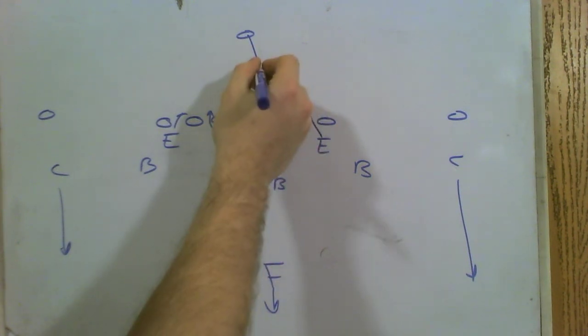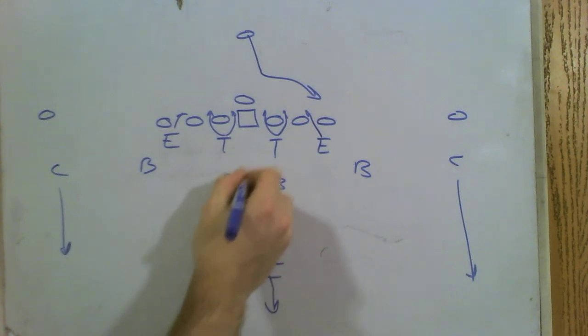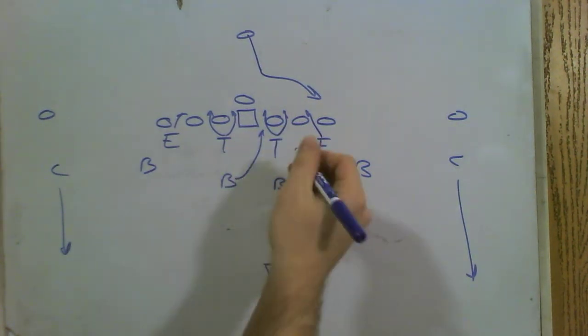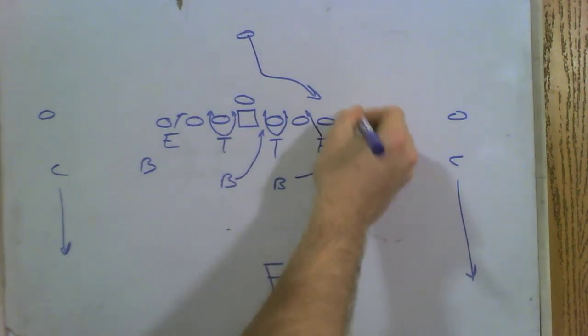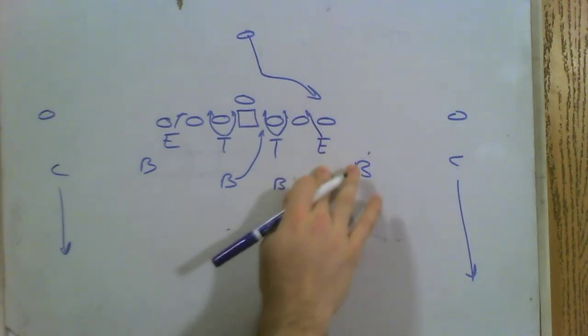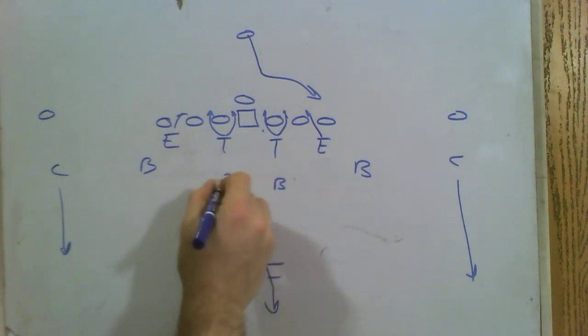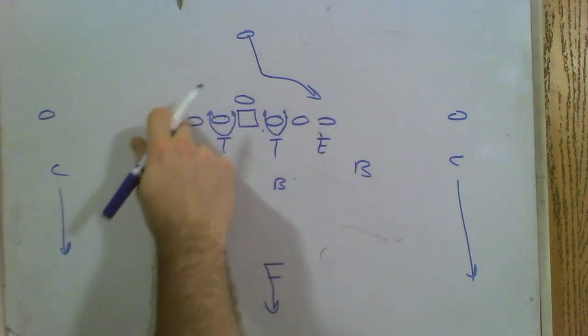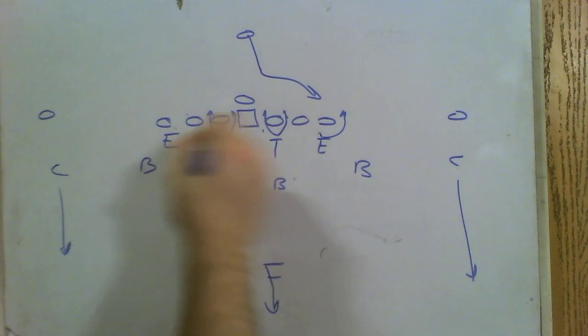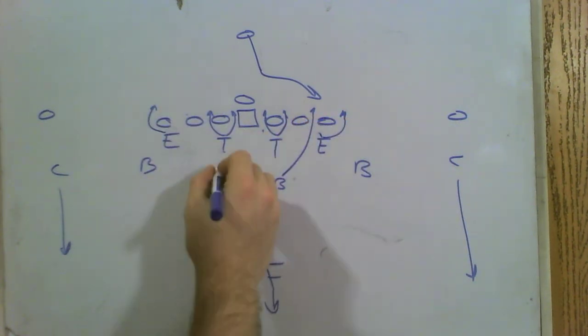So let's say the flow goes out here. This tackle's probably working his way out, and this backer will have to come fill that gap. This backer comes out here. There's your force. And then if we change the stunt of the ends to loop out, there's your fill for the backers.